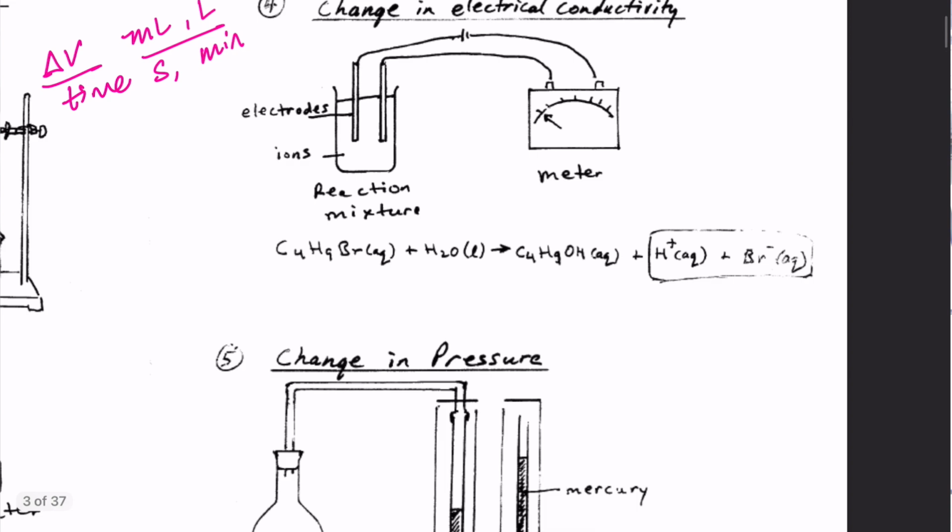If there was a reaction that had ions, then you could measure the change in electrical conductivity over time. In this case, as time passes, the concentration of ions is increasing, so you expect conductivity to increase. If the ions were on the left hand side of the equation, that is reactants, and as time went on the ions were being used up, you would expect to see a decrease in electrical conductivity over time.